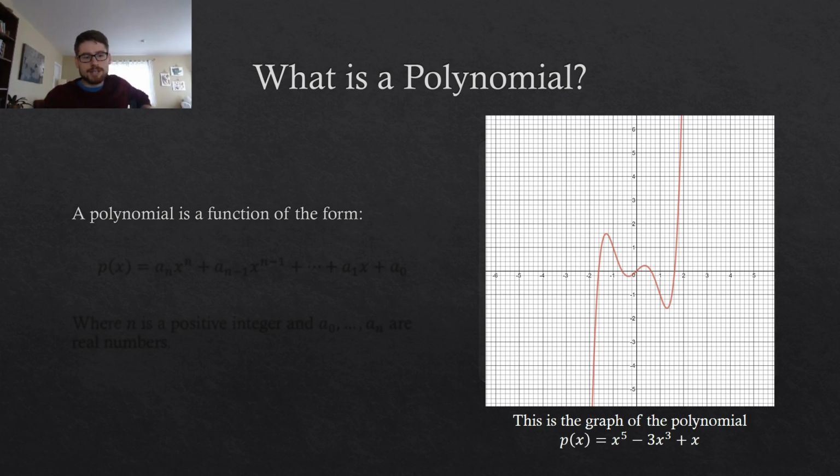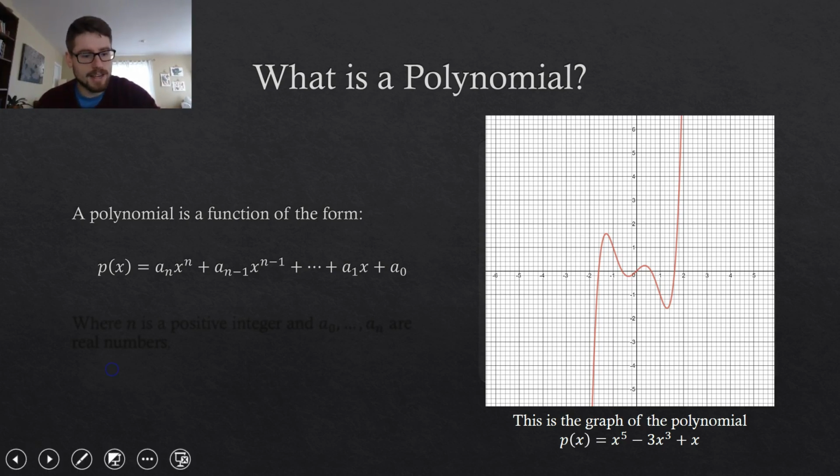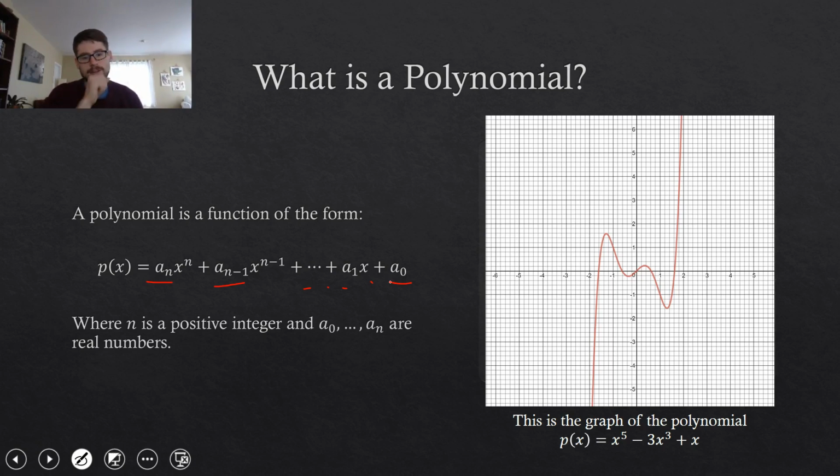But what do they look like? Well, they're going to be functions, and the functions all have this general form, where you've got different coefficients. That's what these a values are: a sub n minus 1, and so forth, multiplying different powers of x. All the powers of x are positive or zero integers, and those numbers in front, multiplying each of those powers of x, are real numbers.